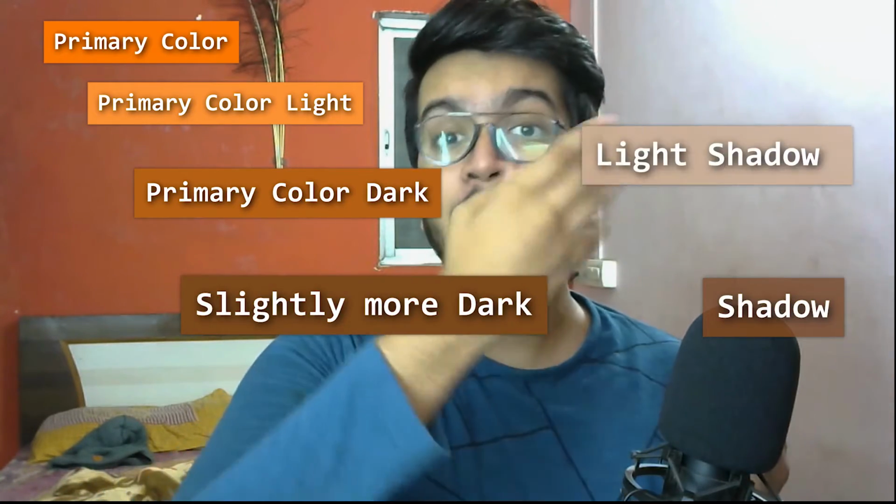Now we all know Sass variables are amazing. They're amazing at reducing your work, maintaining your code, and making your life peaceful, but sometimes we go a little over while using Sass variables. We might have a primary color, but we might also need a primary color light, primary color dark, slightly more dark, shadow, light shadow, and whatnot. And problems like that are exactly why we need this toolkit, which is nothing but Sass functions.